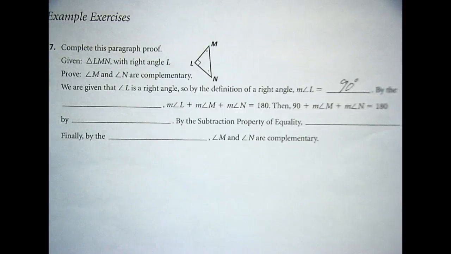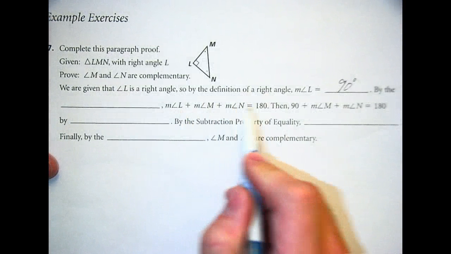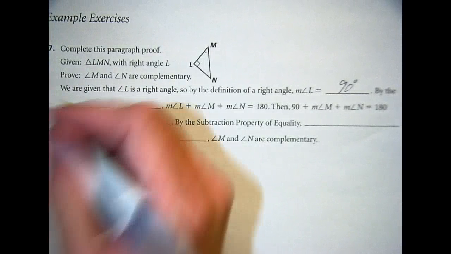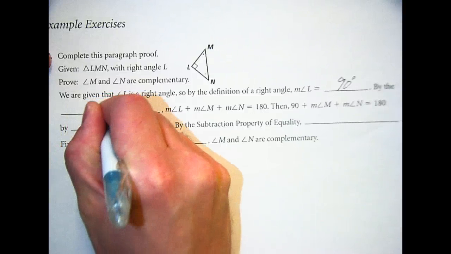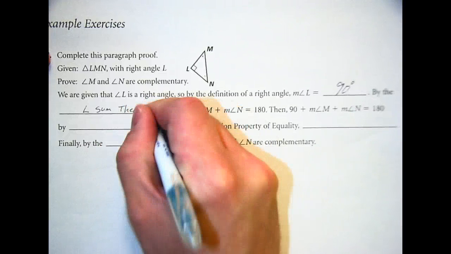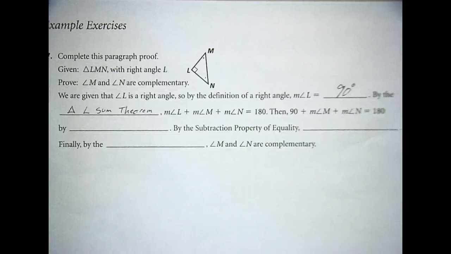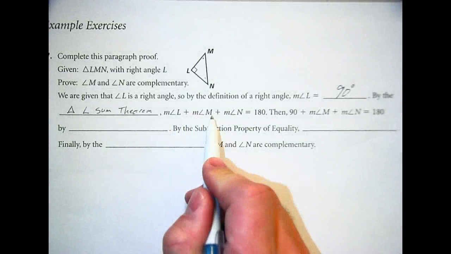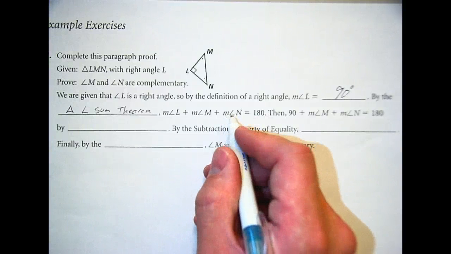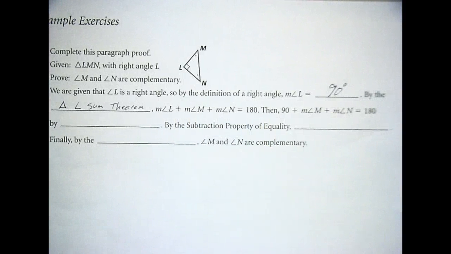All right. So by the blank, angle L plus angle M plus angle N have to add up to 180. Now we've talked about it a few times. Angle sum theorem? Almost. Something angle sum theorem. Missing one word. Triangle angle sum theorem. So by the triangle angle sum theorem, measure of angle L plus measure of angle M plus measure of angle N equals 180. This M means measure of, meaning you need to know that angle measure. So all these angles add up to 180.